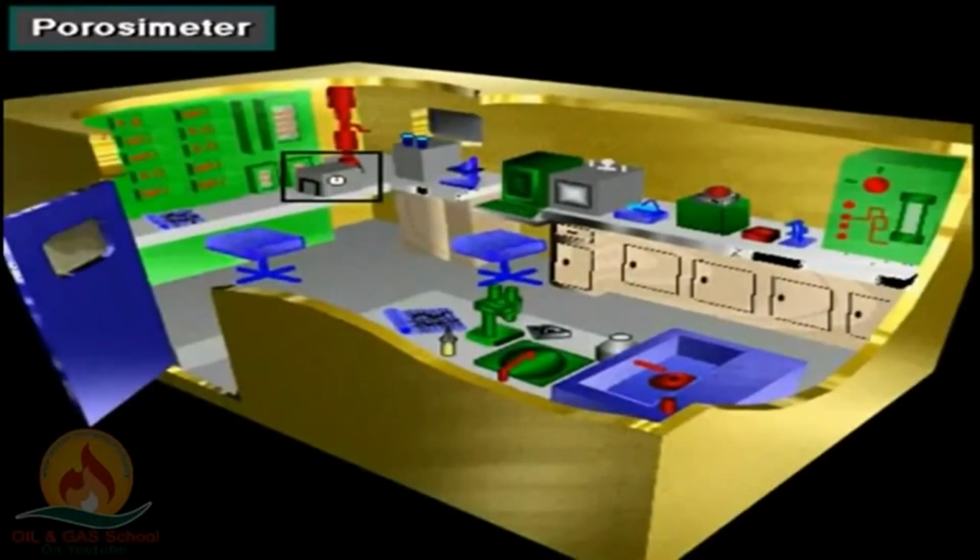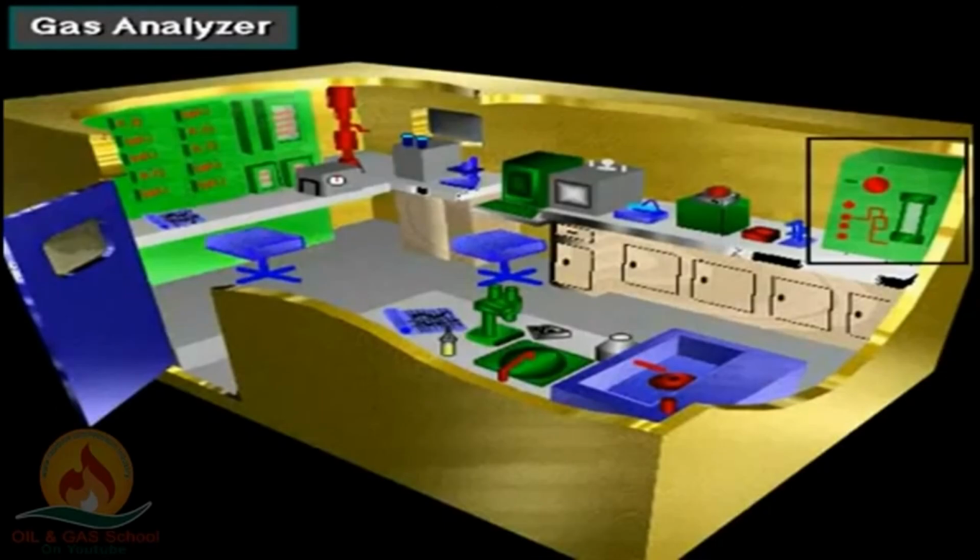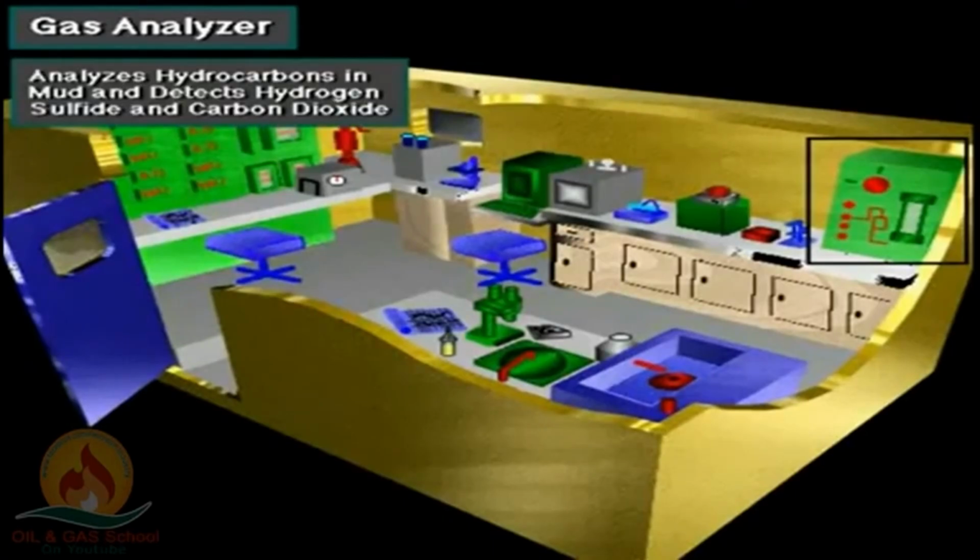A porosimeter measures rock porosity, the amount of pore space in a rock. The more pore space a rock has, the more space available for the rock to store oil and gas. Loggers use a gas analyzer to examine samples of gas from the well. Gas analyzers not only indicate what kind of hydrocarbon gases the mud brings up, but also non-hydrocarbon gases, such as hydrogen sulfide and carbon dioxide.